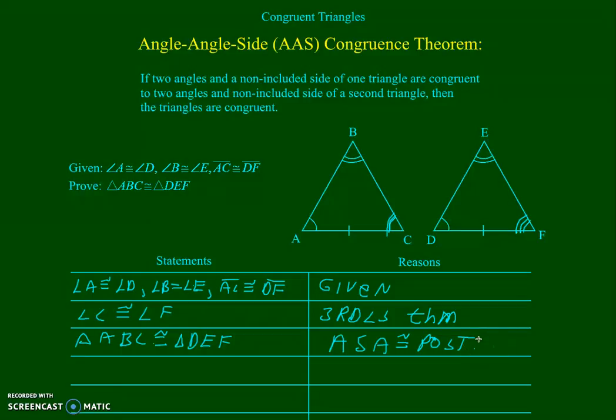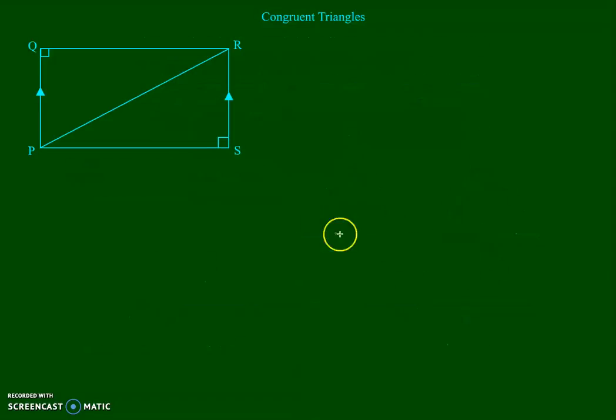So now that we've proven the angle-angle-side theorem, it's now available for us to use to prove triangles congruent. So let's go ahead and look at an example. In this example, we have a quadrilateral PQRS. We have two right angles here, and we're given that PQ is parallel to RS. Again, parallel lines, we should be looking for transversals, alternate interior, alternate exterior, any of those things.